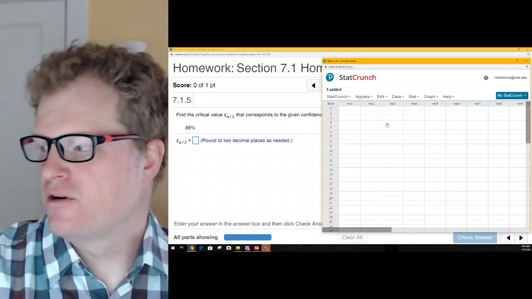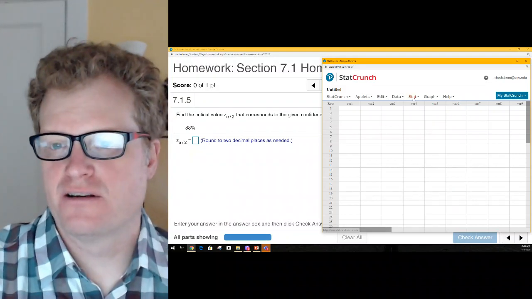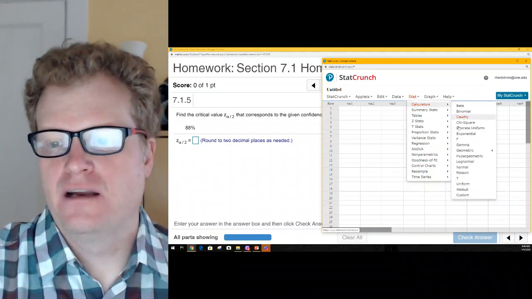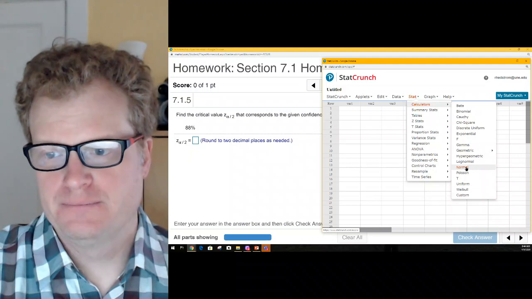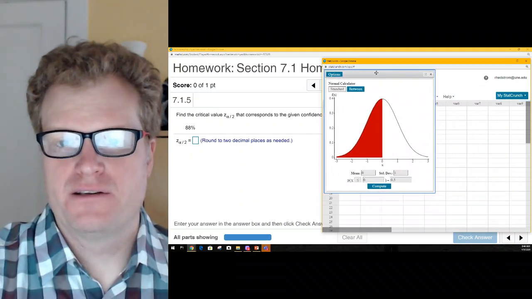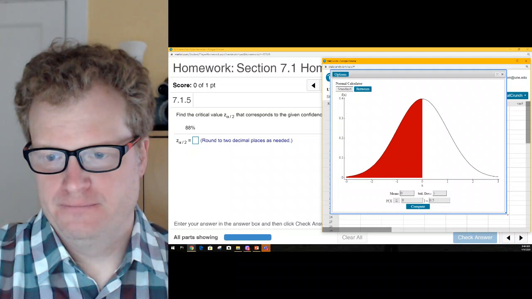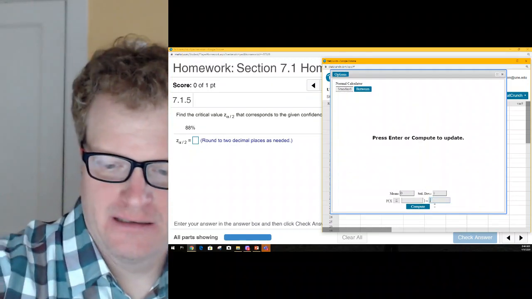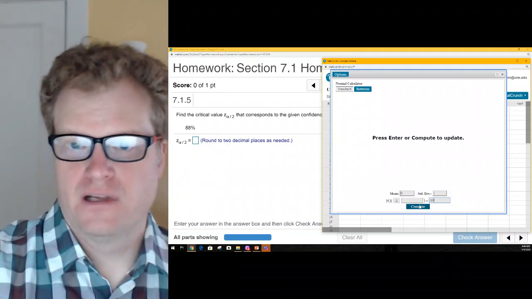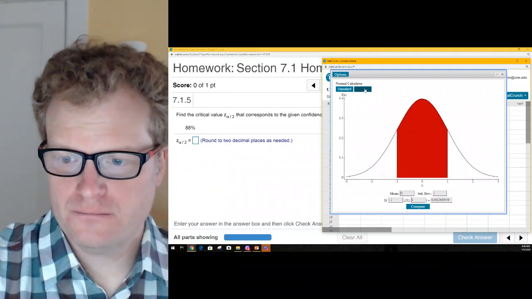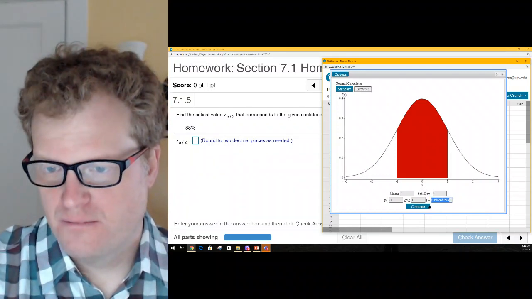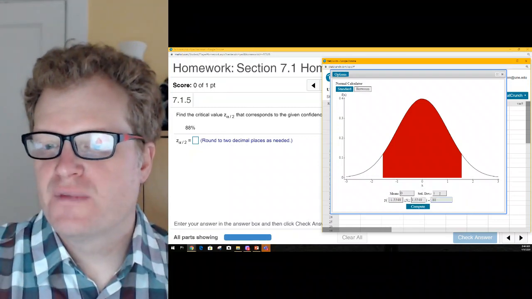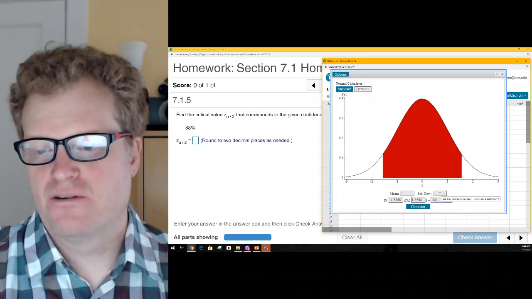And I'm going to use my normal probability distribution calculator. So I'm going to go to Stat, and I'm going to go to my calculator, and I'm going to go to normal here. And then what I'm going to do is put my probability of 0.88 right here. And I'm going to select between. Well, 0.88 here. I'm going to use mean of 0 and a standard deviation of 1 because I'm using the standard normal distribution.